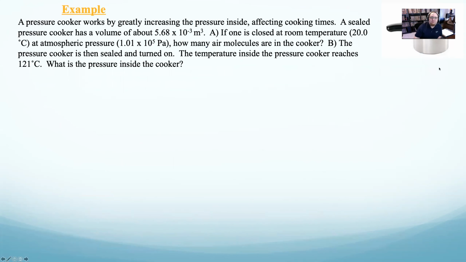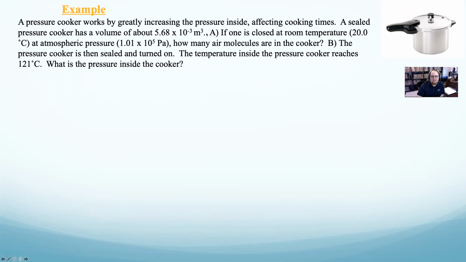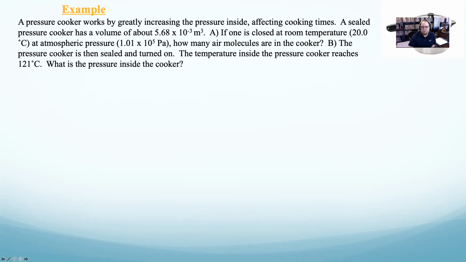A pressure cooker works by greatly increasing the pressure inside, affecting cooking times. A sealed pressure cooker has a volume of about 5.68 times 10 to the negative third meters cubed. I worked that out, literally I found one on Amazon and looked how big it was. If it is closed at room temperature and atmospheric pressure, how many air molecules are in the cooker? And I'll come back to B.